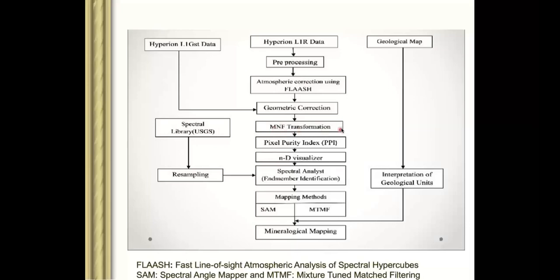After that we try to get pure pixels. For example, the pixel size is around 30 meter by 30 meter, and in 30 meters you can have several objects. Like if you see your house, in your 30 meter by 30 meter area you have your building, you have your garden, you have some trees also.